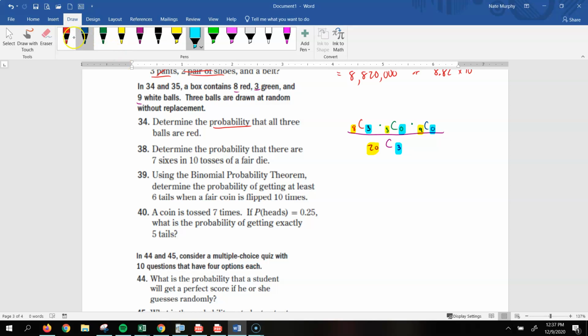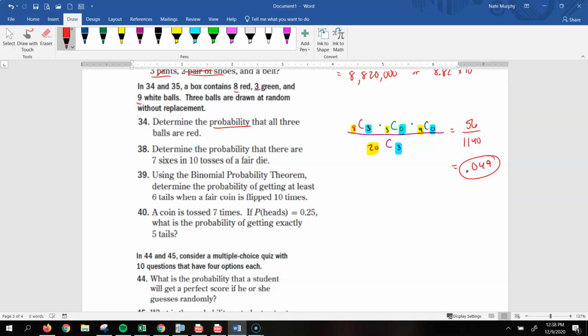But technically, 3 choose 0 and 9 choose 0, those are both 1. But 8 choose 3 is going to give us a number. I believe that's 53, if I remember correctly. Or, I'm sorry, 8 choose 3 is 56, rather. And then we divide that by the denominator. 20 choose 3 is 1,140. So when we divide those, you get your final answer, which would end up being 0.049.